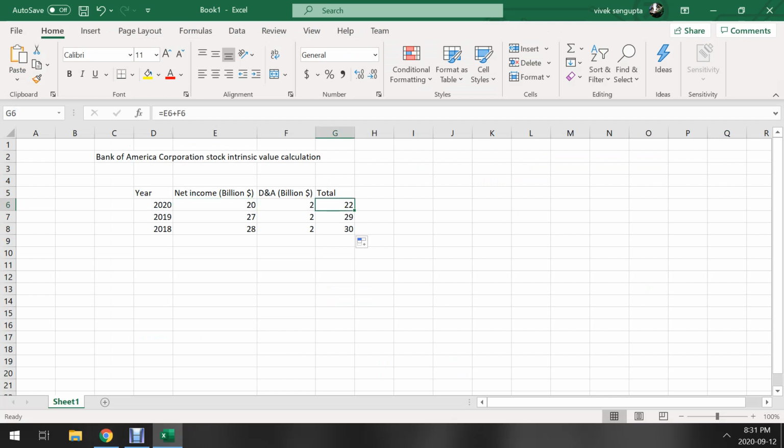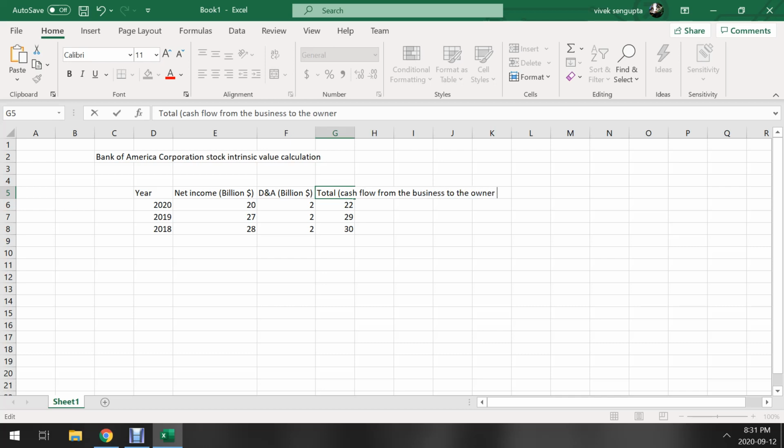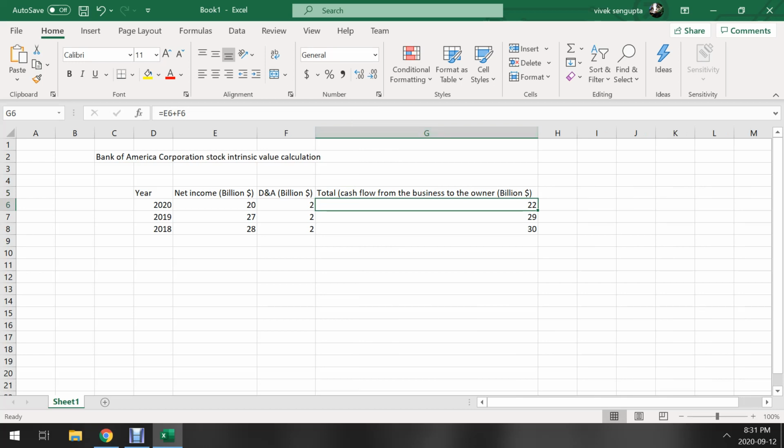So this is our cash flow. Basically, I can say this is the cash flow from the business to the owner, right? That's in $1 billion again. So basically this cash flow, because the net income is going to increase, should increase in the same way because the D&A is small.